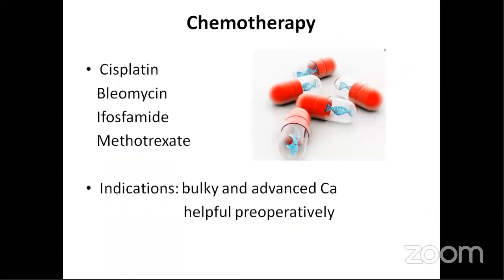Next, coming to chemotherapy. The chemotherapy drugs usually used are cisplatin, bleomycin, ifosfamide, methotrexate. And what do these drugs do? These drugs make sure that they shrink the tumor cells, and thus can be helpful pre-operatively as well. And in cases of advanced carcinoma, as we just noted, we can use chemotherapy for treating.